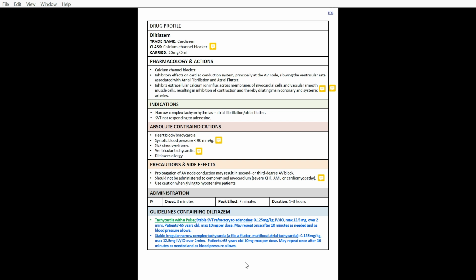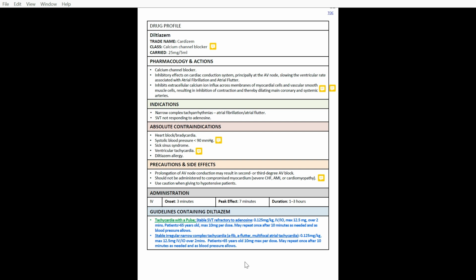Some precautions and side effects of diltiazem is prolongation of the AV node conduction may result in second or third degree AV block. So, because you're slowing down that conduction velocity so much, it actually may cause heart blocks. So, that's a side effect to look out for. And again, it says use caution with anybody who already has a compromised myocardium. So, patients with severe CHF, acute myocardial infarctions, and those type of things. However, this is a relative contraindication or side effect of this. So if the benefits outweigh the risk, and then using caution when giving to hypotensive patients.